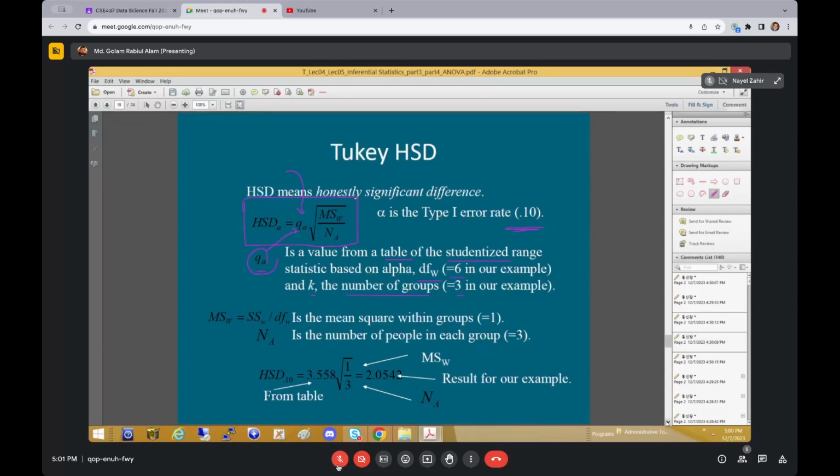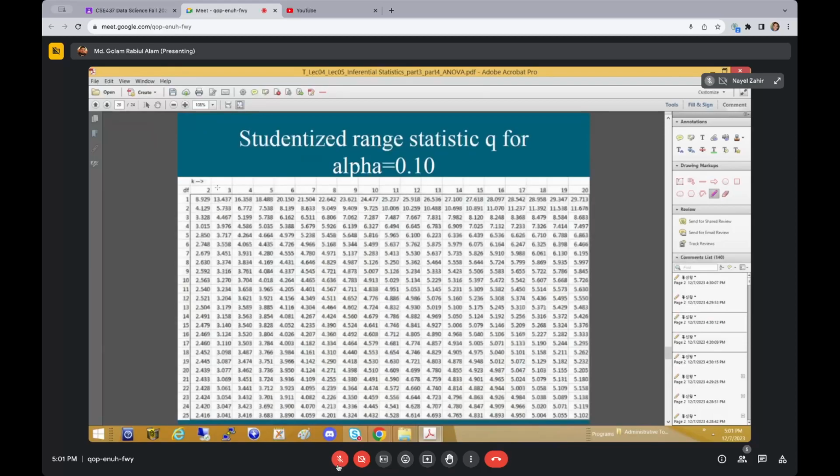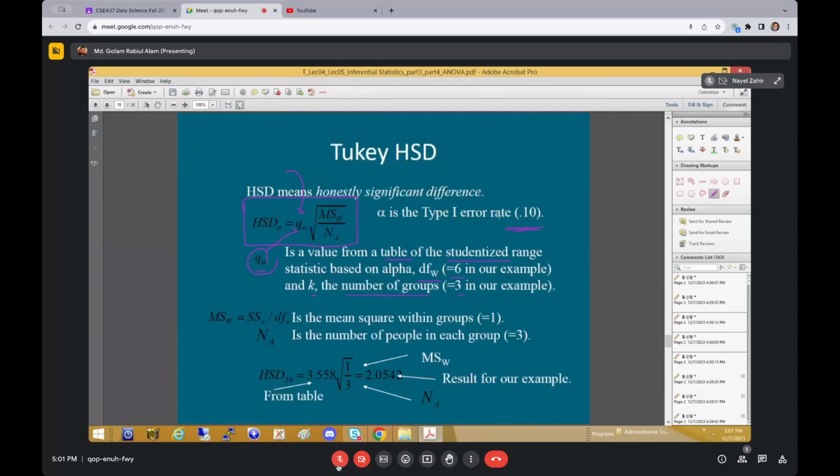So here is our standardized table. In this case, we can see the value of K. In our case, we have 3 groups, and DF is 6. You can see that the value of Q alpha will be 3.558, considering the alpha value 0.1. So this value is 3.558.